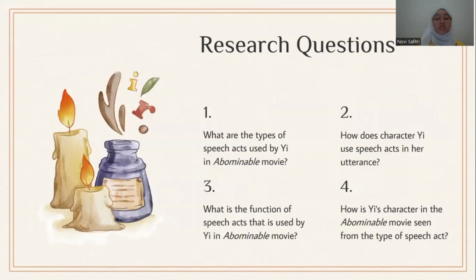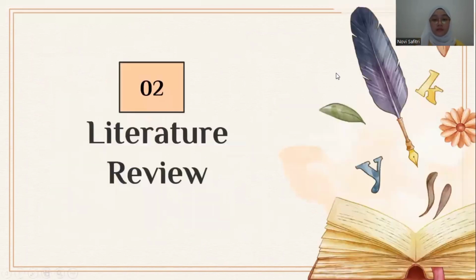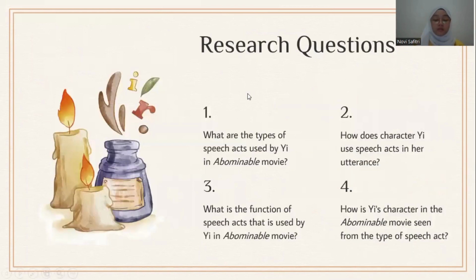Next is the research problem or research question. The first research question, what are the types of speech act used by Yi in Abominable movie? Second, how does character Yi use speech act in her utterance? Third, what is the function of speech acts that is used by Yi in Abominable movie? Fourth, how is Yi's character in the Abominable movie seen from the type of speech act?